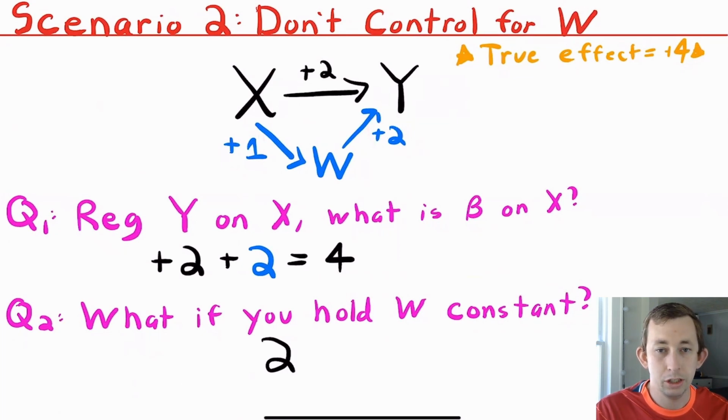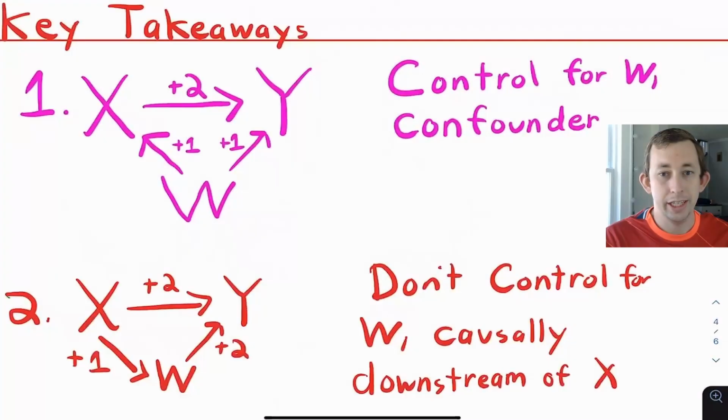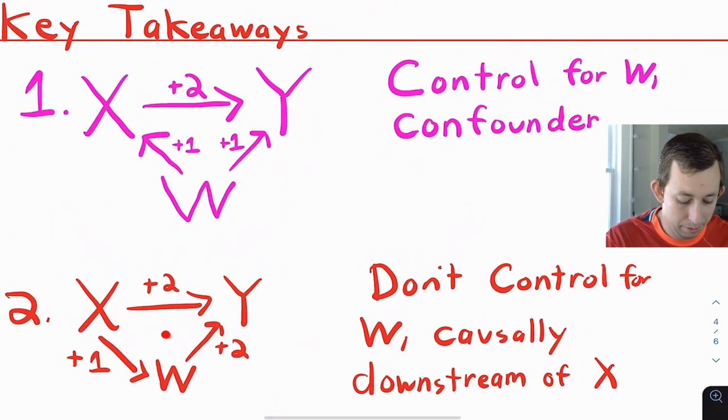But if we were to hold w constant, we're only going to get the direct effect between x and y, which is +2. That's not actually the true effect of x on y, because the true effect totally through direct and indirect channels is 4. So the key takeaway is you don't want to control for things that are causally downstream of x between x and y. In the first example, w was a confounder, and in the second example, w was downstream, or causally determined by x.